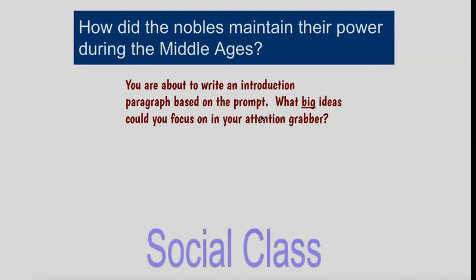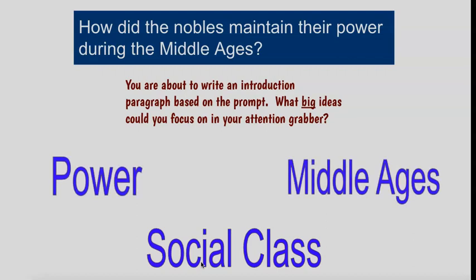If I was going to break this into pieces, I think first off, I see the nobles and I think about social class. That's one of our big ideas. From there, I think about maybe power and the time period, the Middle Ages. I think you could write a strong attention grabber that will vividly capture your audience's attention with any one of those three. I think there are pieces you could focus on that really make those interesting openings.